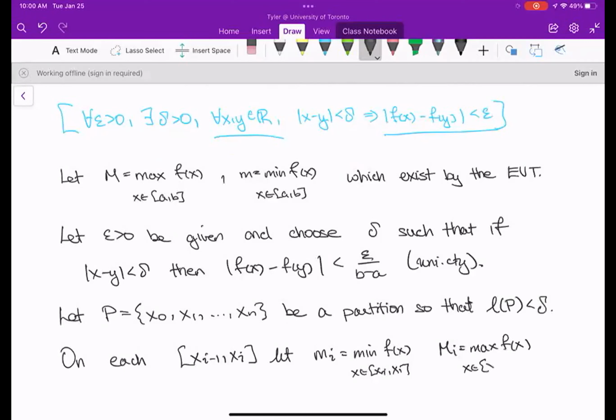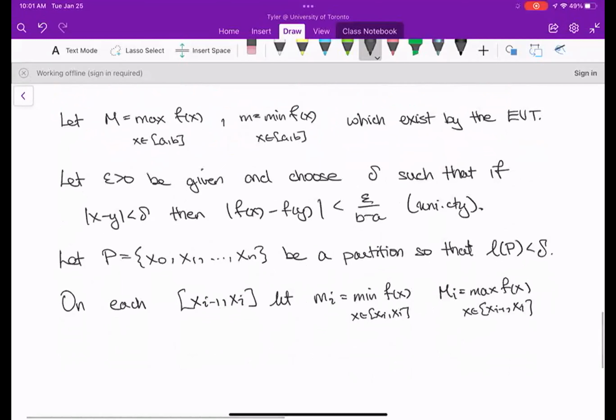This x in the interval. Okay, so on each interval, I'm going to let little m and big M be the min and max. And by the extreme value theorem, we know there's actually a point which achieves the min and max, so let's give them names.